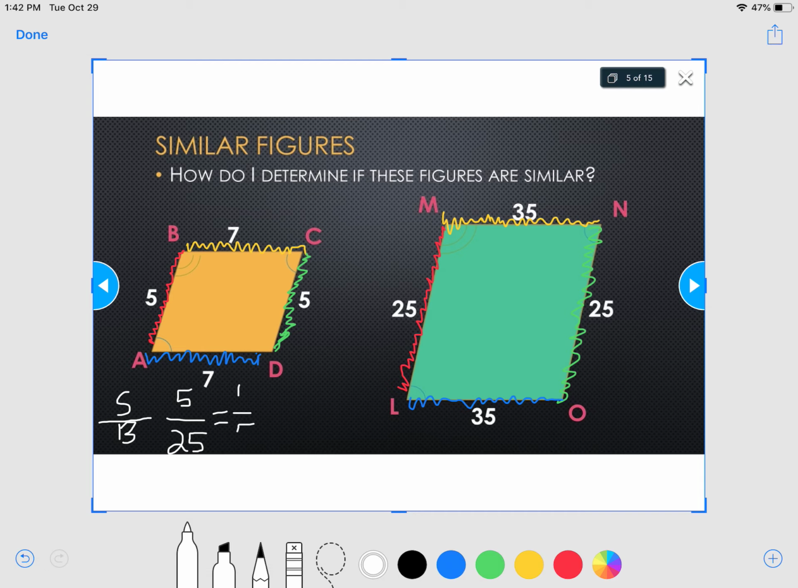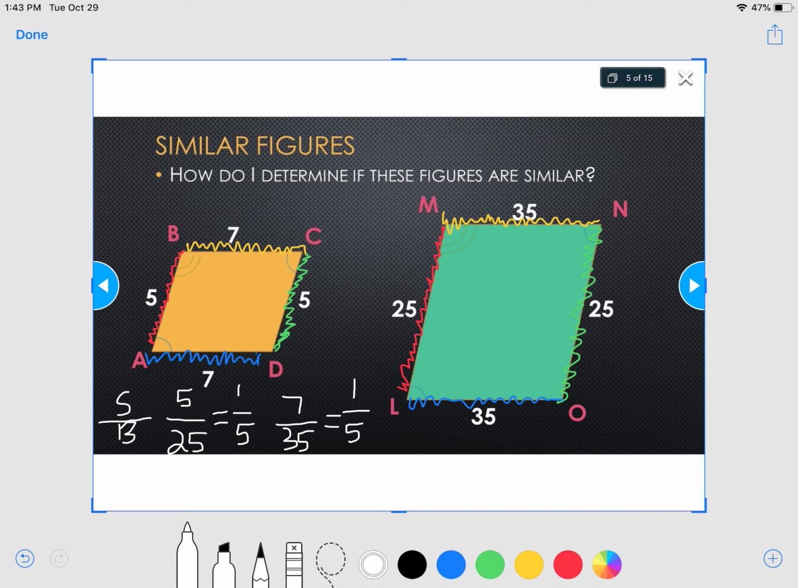Okay, so we're trying to see if each one matches that. So let's do the yellow side. Remember, we're doing small over big. So the yellow side is 7. The yellow side on the big figure is 35. Well, if I reduce this, that is also 1/5.